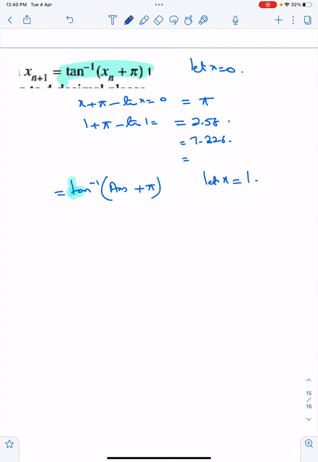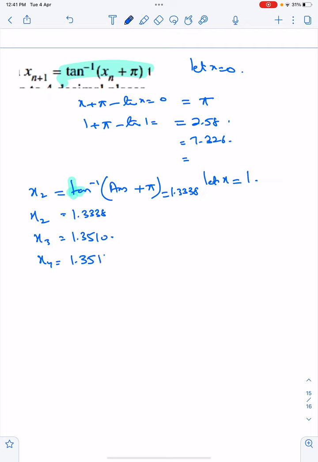So the first answer which I'm getting here is 1.3338. This is the value of x2. x3 is going to be 1.35096. Up to 4 decimal places, it will become 1.3510. x4, if I press it again, is 1.3518. So up to 2 decimal places, this is also 1.35 and this is also 1.35. So the root is going to be 1.35.